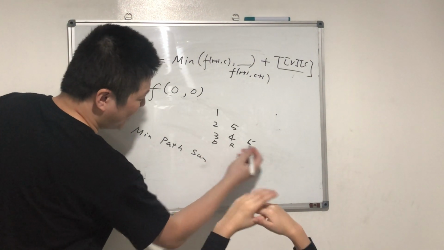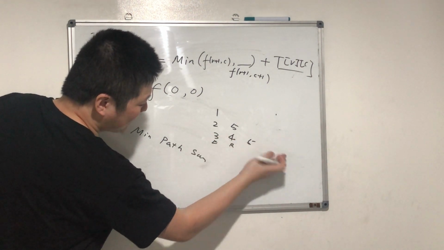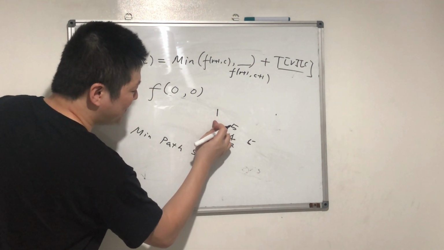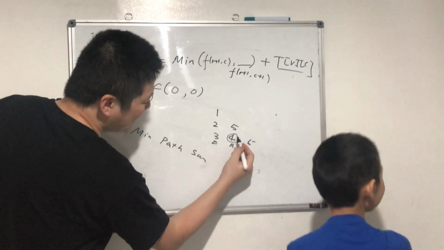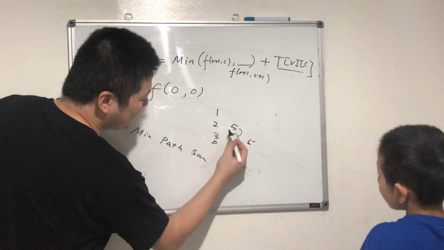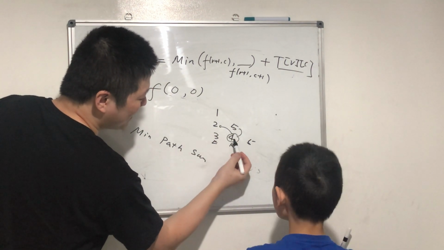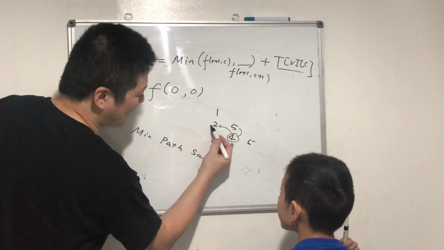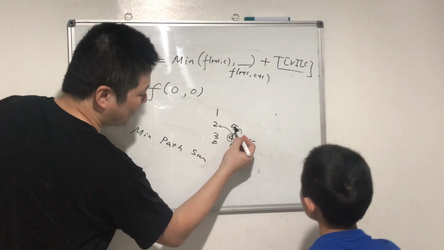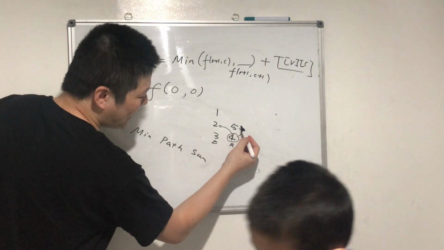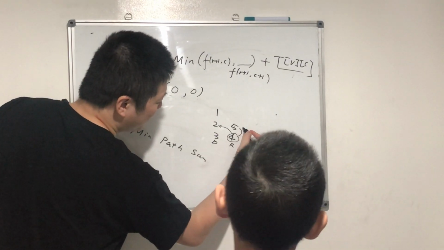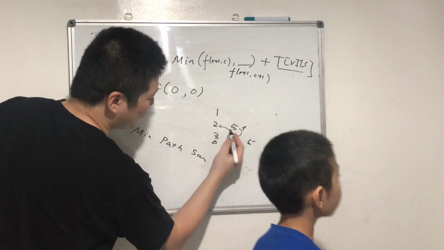You can pick here or here. You can start with any position at the last row, and then you can climb up. Look, you are here. You can climb here, and then you can climb here. When you climb here, you have 4 plus 2, which is 6. When you climb here, you have 4 plus 5 is 9, right? So at this point you will be 9 here, and 6 here.